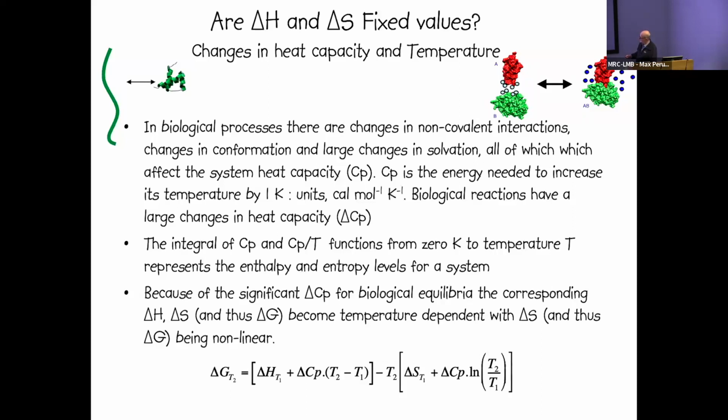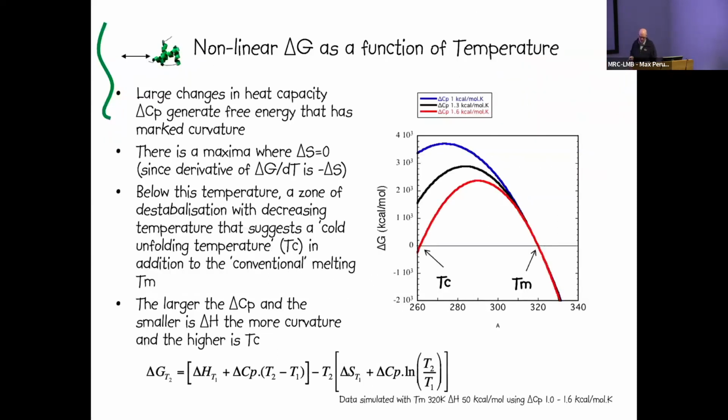And because of this relation here, where we have this logarithmic term, this means that the entropy term is nonlinear, and that generates nonlinearity in the free energy as well. And that has some interesting consequences that we can observe. So we have this marked curvature in the free energy function. As you can see here, I've just simulated some data with a protein with a melting temperature of 320 Kelvin and an enthalpy of 50 kilocalories per mole.